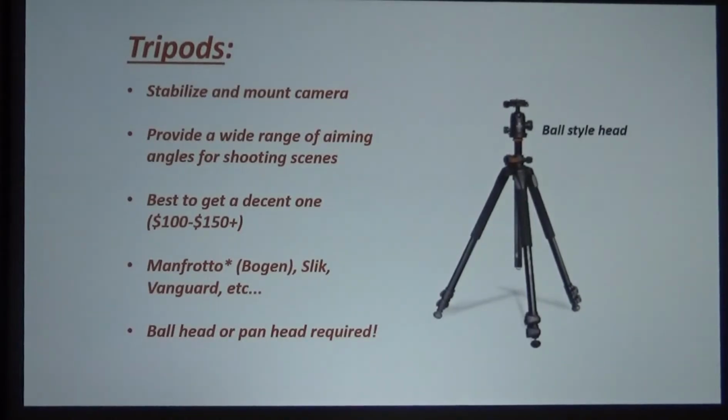Sometimes you can get them on sale. Bear in mind that depending on the type of head you have, you can have, let's say, a ball-style head like this, which works really well for this kind of shooting. You can also get a pan head if you want. But the idea here is to be able to orient and aim the camera all around depending on what you want to shoot. The nice thing if you get a really decent tripod is it can double up for those of you that also have binoculars.